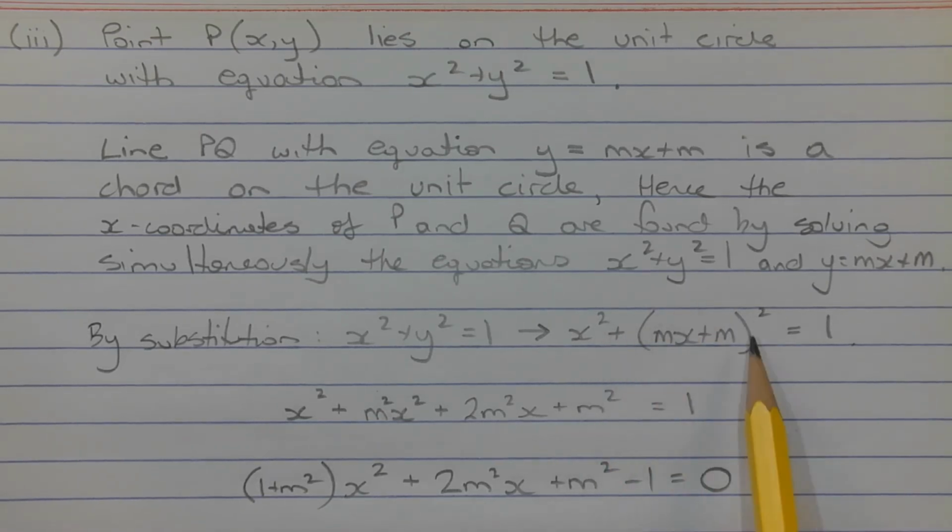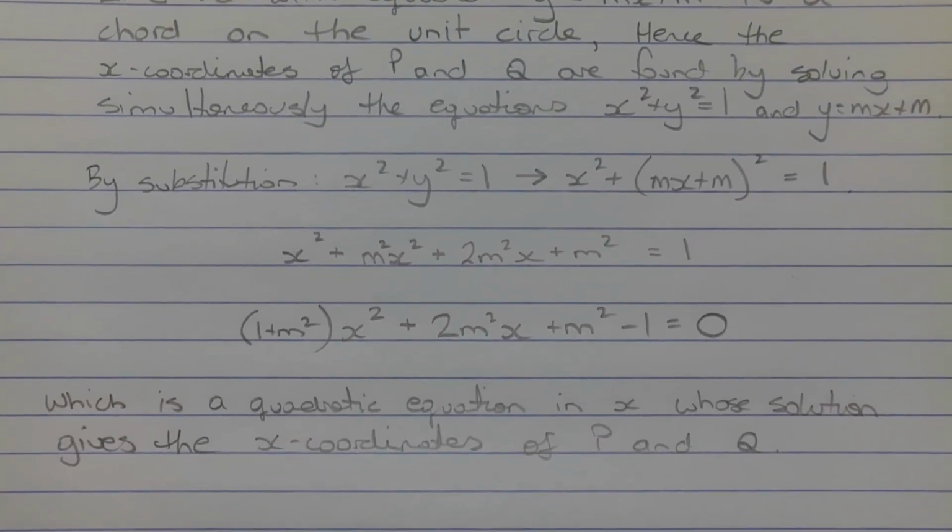Expanding using perfect square expansion, (mx plus m) to the power of 2, we get x squared plus m squared x squared plus 2m squared x plus m squared equals 1. Now notice in the first 2 terms we have a common factor of x squared, so factorising out x squared, we get (1 plus m squared) times x squared plus 2m squared x plus m squared. Now taking this 1 over to the left hand side becomes minus 1, and that's equal to 0. Now this is the quadratic equation in x, whose solution gives the x coordinates of P and Q.